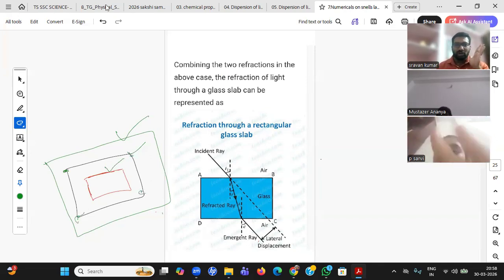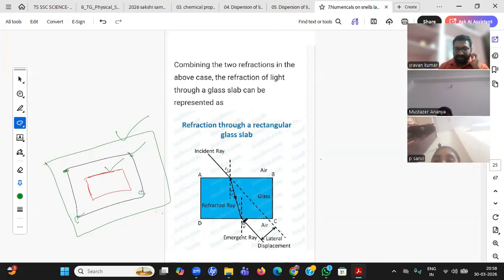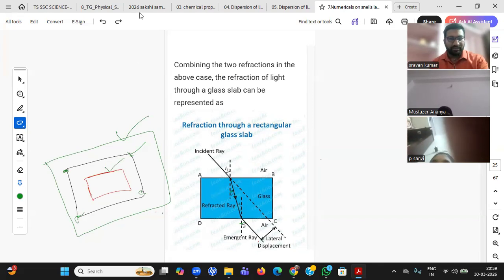So what all are required is this, beta: white light source, glass prism, measuring scale, paper pins, white paper, pencil, protractor. Why protractor, sir? You need to measure angles. Okay. Very good.